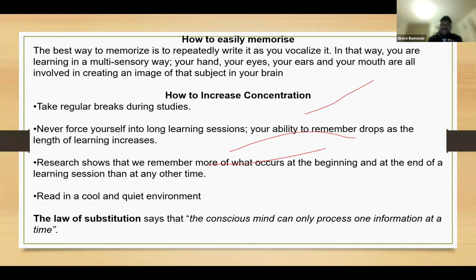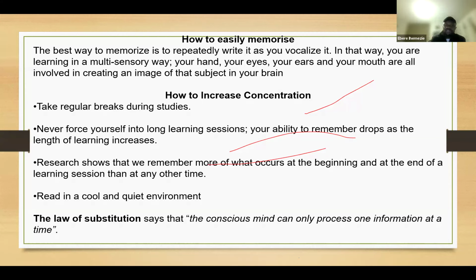In that way, you are learning in a multi-sensory way. Your hand is busy, your eyes are busy, your ears are there, your mouth is also working, and all these things come together to create an image of that subject in your brain. And for me, that is the easiest way to memorize things.